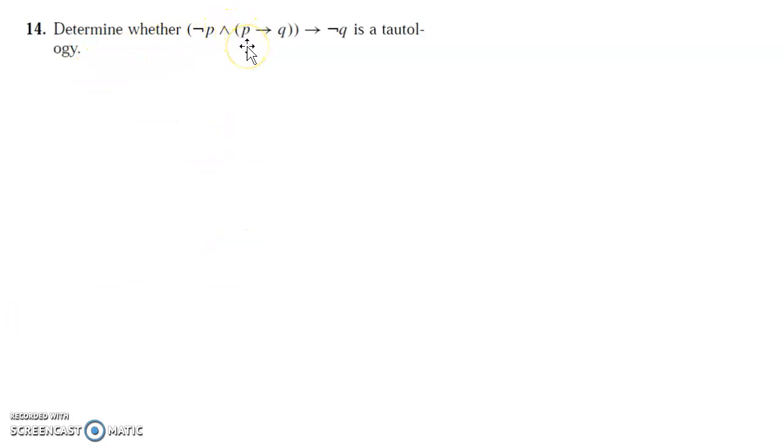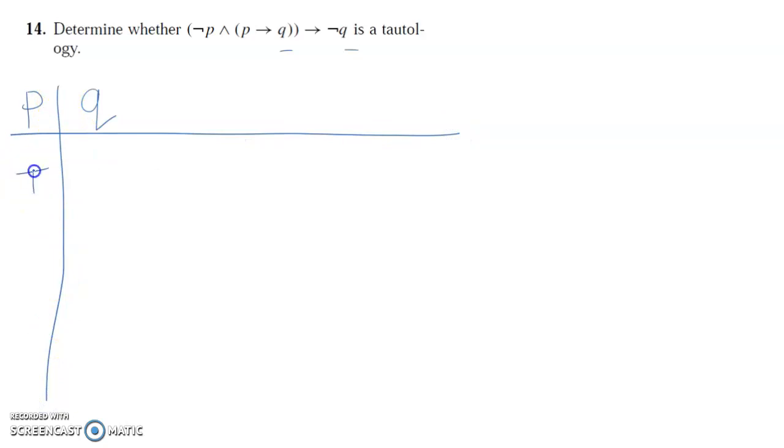So let's go with 14. Number 14 is very similar to 15, which is your assigned homework problem. This is another one of proving whether this is a tautology or not. Let's notice it seems like they're only using P and Q. So this is another one of those simpler tables because it only takes two values. And we know it's going to be true, false, true, false.